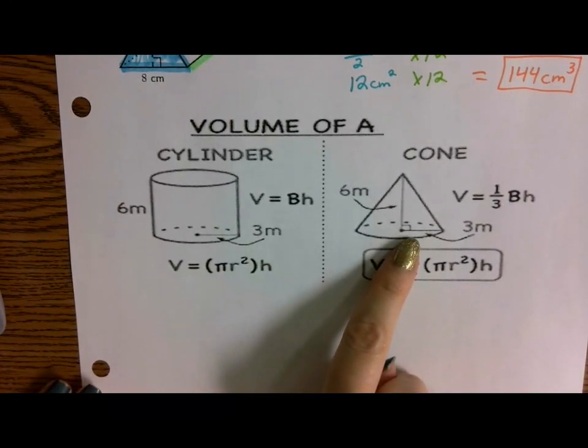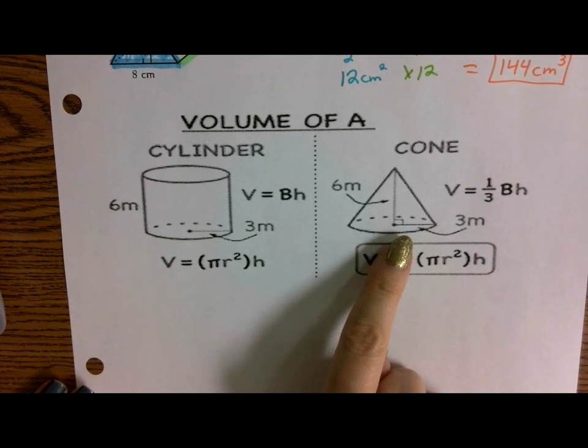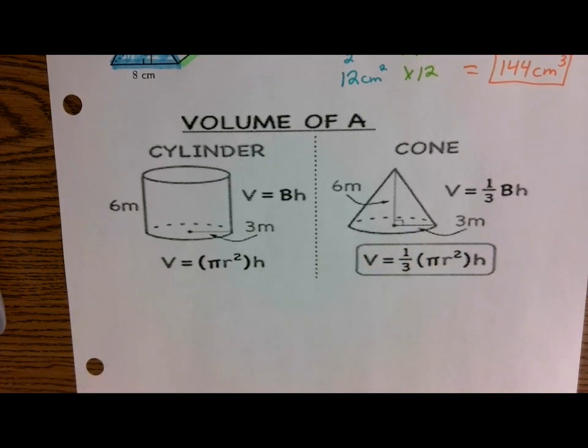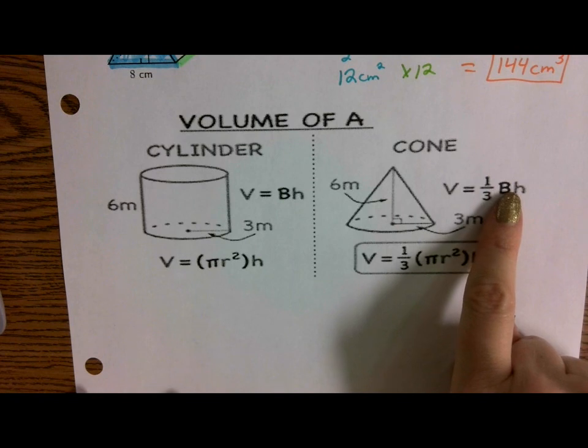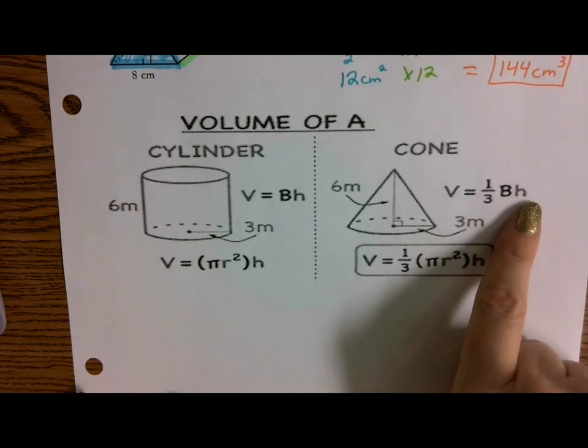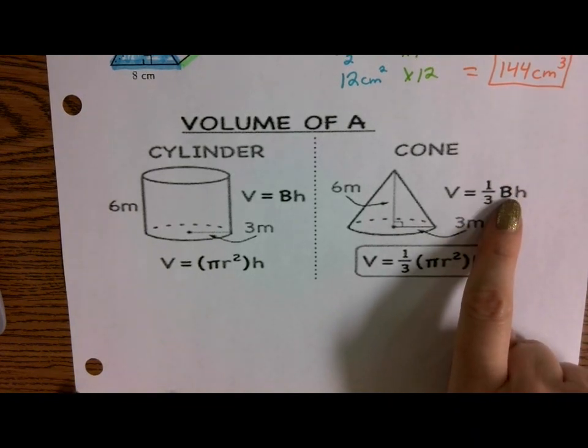Cones and pyramids follow the exact same formula. You would find the area of the base, you would multiply it by the height of the pyramid, but then you would divide it by 3.